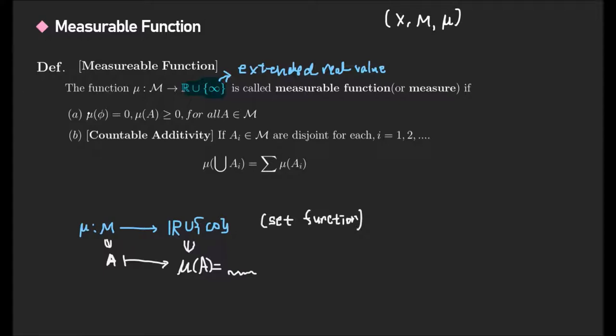But we can say this is a measurable function if we add the condition on the empty set. The empty set clearly exists because M is a sigma algebra. All sigma algebras must contain the empty set. The empty set spills out zero. And every other element spills out a value, but this is a nonnegative function, including zero. This is the first condition.